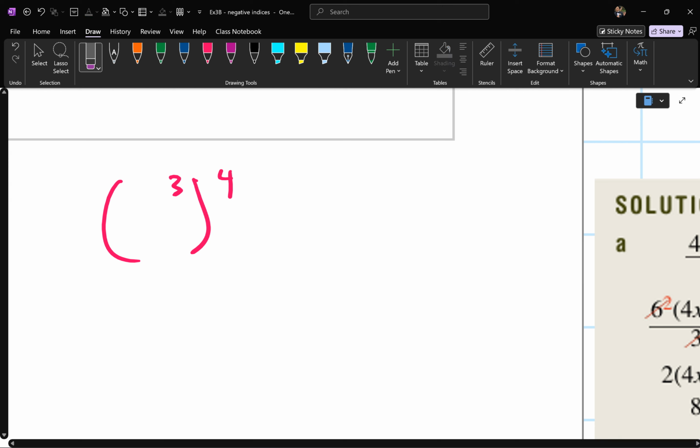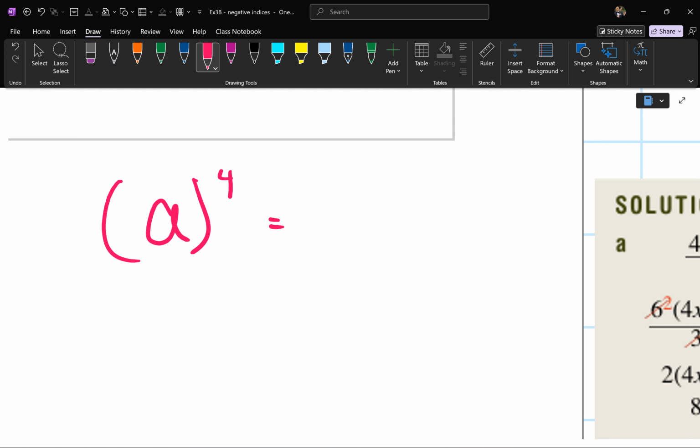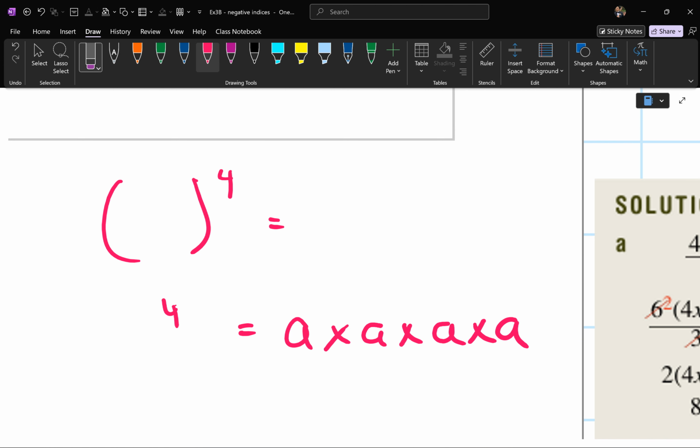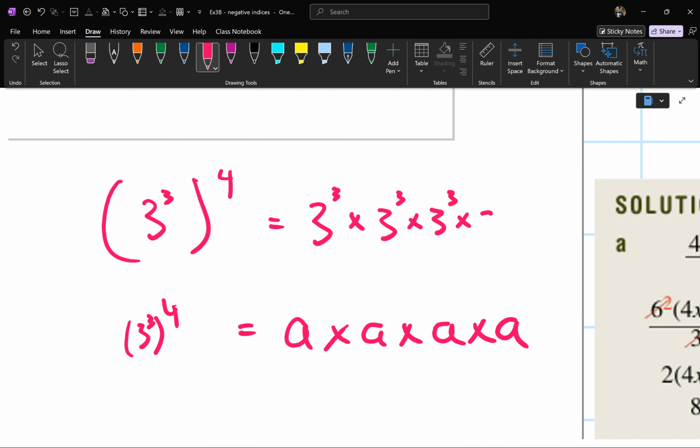What if I rub this off and I said a to the power of 4? What does that mean? That is true, but I just want to know, what's a to the power of 4 the same as? A times A times A times A. That's literally what we know indices are, right? What if I change that A and then I put 3 cubed? 3 cubed times 3 cubed times 3 cubed times 3 cubed.